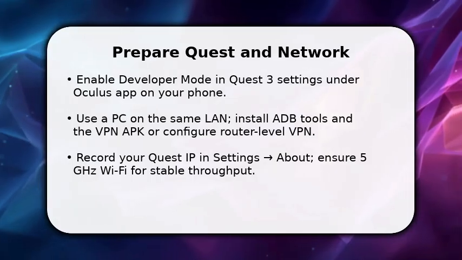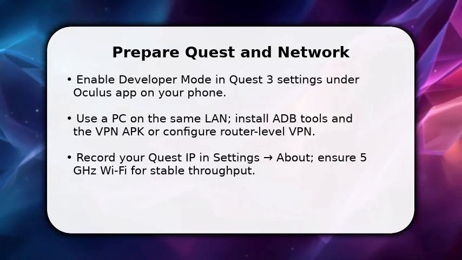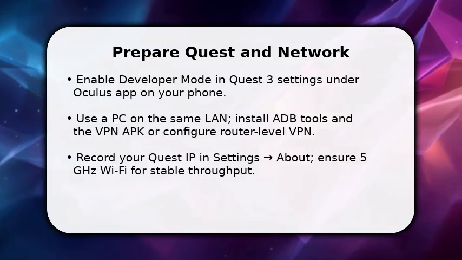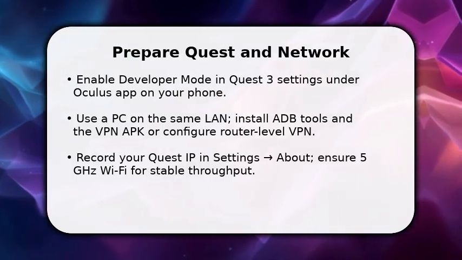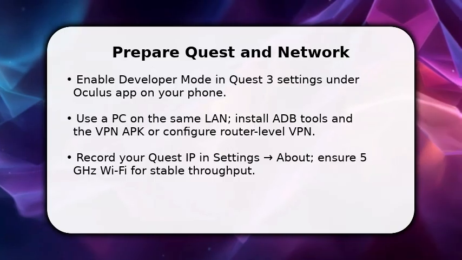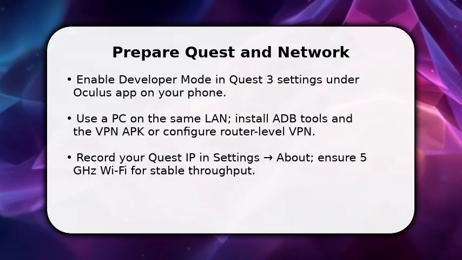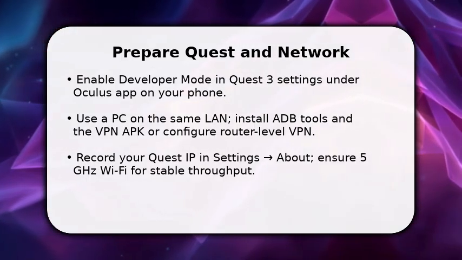You start by prepping the Quest network so the VPN install goes smoothly. Enable developer mode from the Oculus mobile app because sideloading requires that permission. Next, make sure a PC on the same LAN has ADB tools ready. You will use ADB to push files.